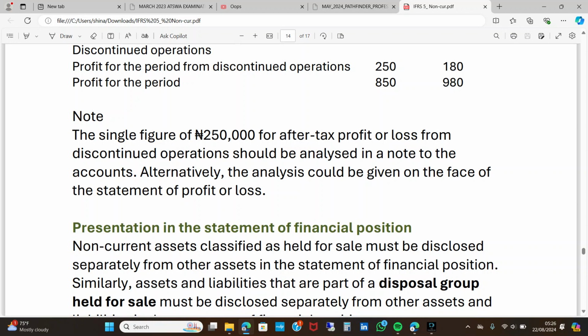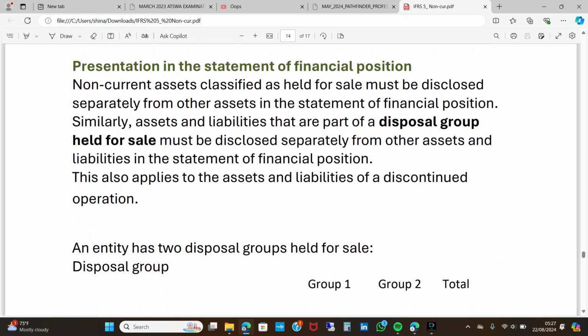You see that they just came to present one figure like this. In their notes to the financial statement, they are now going to break this down and then start explaining how they arrived at this 250 and what? 180. So you have two options. One, show for discontinued operation just a single figure in your statement of profit or loss and then go to your notes to explain, or show everything on your statement of profit or loss. For this example we are looking at, what they did is that they showed it as a single figure, and then in the notes to the account, they'll come and explain and analyze how they arrived at this figure. All right. Now let's go to our statement of financial position.